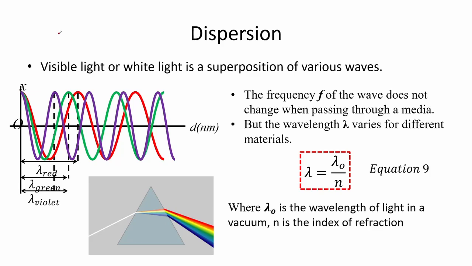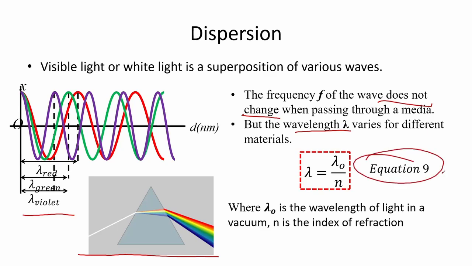Dispersion is a phenomenon where visible light enters a media like glass with an index of refraction that splits the white light into its components, which is the sum of the different colors having different wavelengths. The frequency f of the wave does not change when passing through a media, but the wavelength varies for different materials, where lambda naught is the wavelength of light in a vacuum and n is the index of refraction. So when light disperses, it would appear like several waves being separated, like the figure shown here.